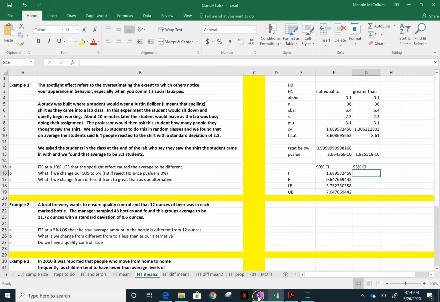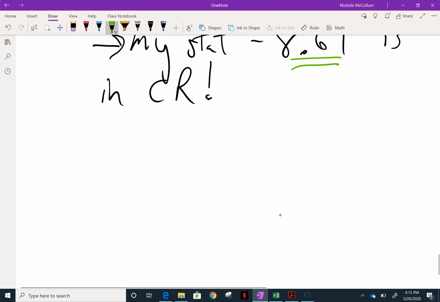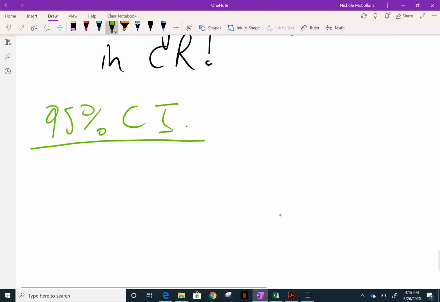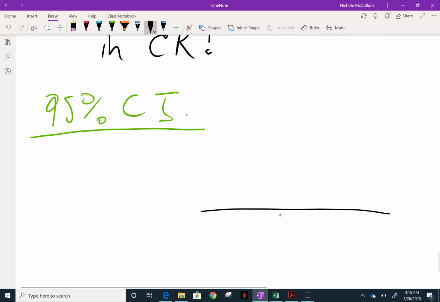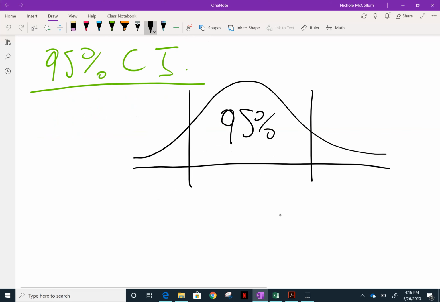Well, you go back to the previous setting. All right. You know you have X bar and an S. You have that. All you're missing is the T critical value for the confidence interval. All right. That's what you're missing. So if I want to build a 95% confidence interval, I would draw me a picture. Confidence interval has 2 bars. I want 95% in the middle. The T is the T right there.